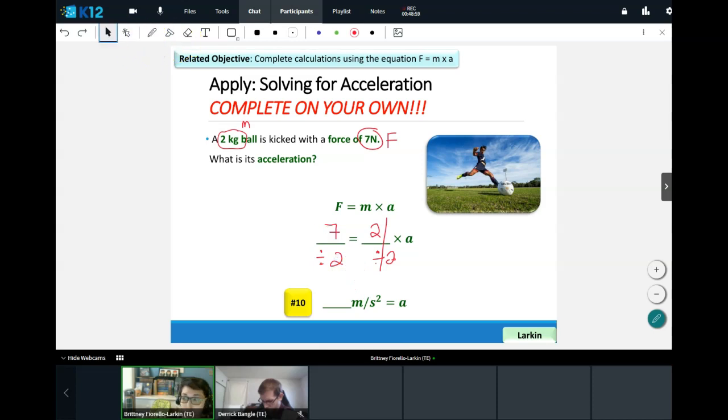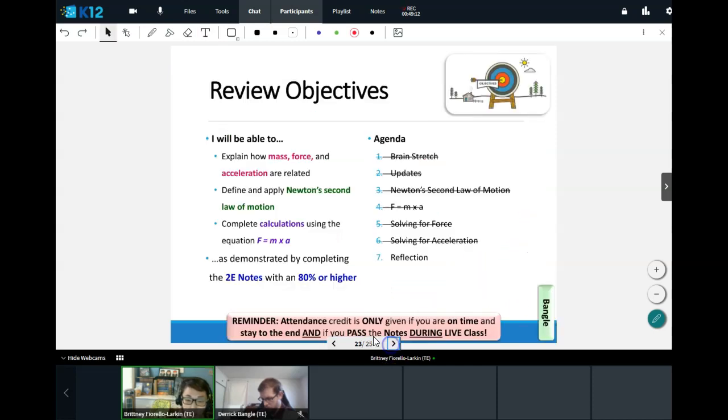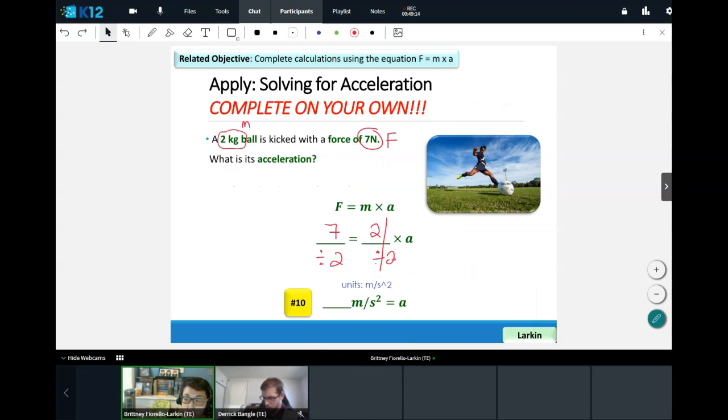Go ahead, grab your calculators, calculate number 10. Do not put answers in the chat. Remember that the units that you are going to put in should be written as meters per second caret 2. That's what you should plug in for your units. Please raise your hands for number 10. Go, go, go. You have 30 seconds.